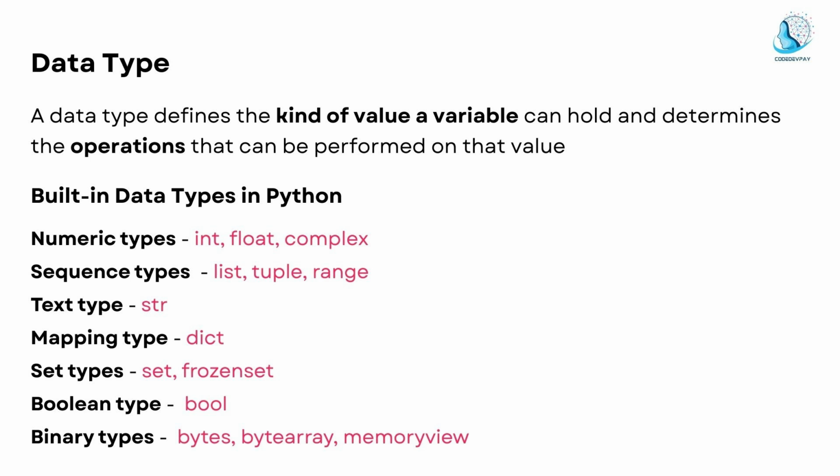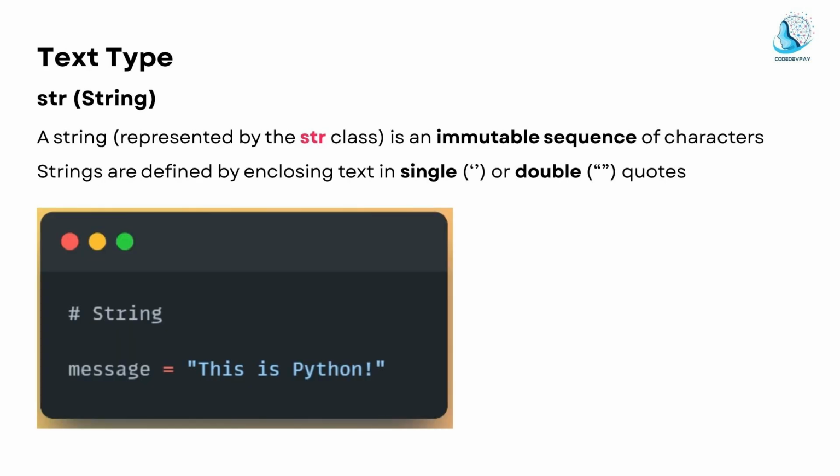Now we have several built-in data types in Python. We have the numeric type, which consists of int, float, complex. We have the sequence type, which has the list, tuple, and range. We have the text type, which is the string. We have the mapping type, which is the dict or dictionary. We have the set type, which has sets and frozen sets. We also have the boolean type, which is bool, and then the binary type, which is bytes, bytearray, and memoryview. For the text type, we have string, and the shortened version or the class version is str.